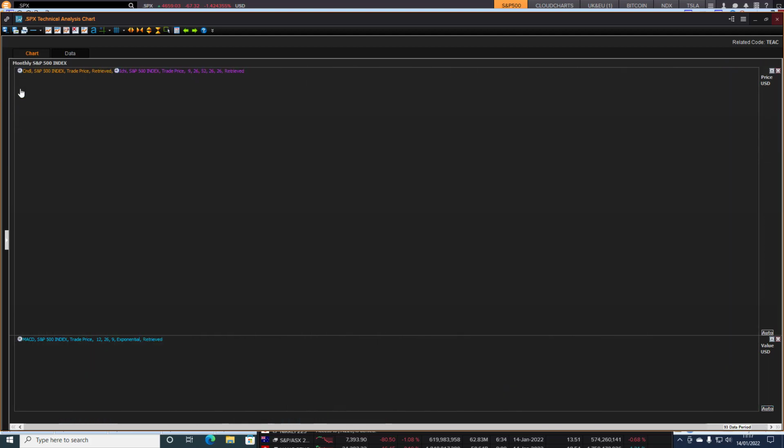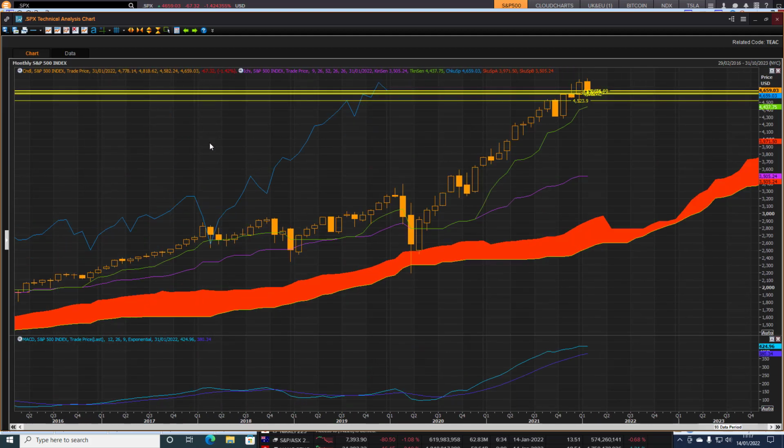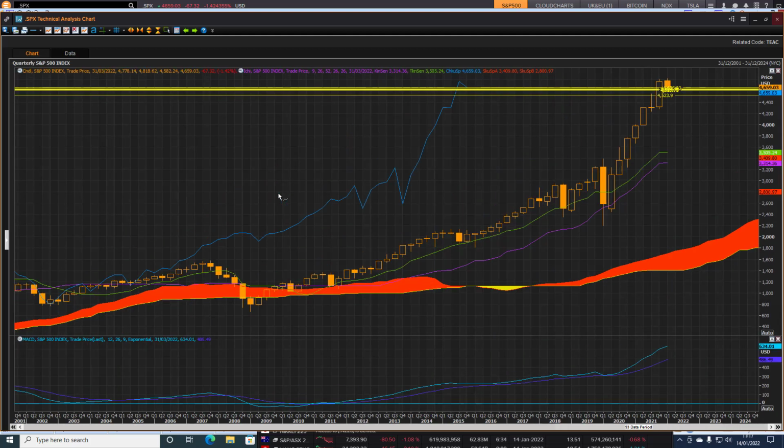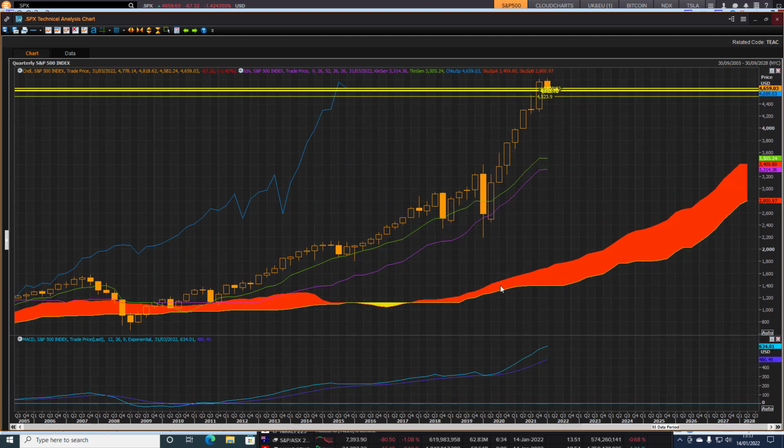Now turning to the monthly and quarterly, you can see how extended this market is. It is really ripe for a much larger, deeper consolidation. And if we look at the quarterly, we can see that this market's very, very extended. It's very far away from the top end of the cloud here. So it is actually ripe for quite a hefty correction. So those are the downside risk views from a really big picture perspective.